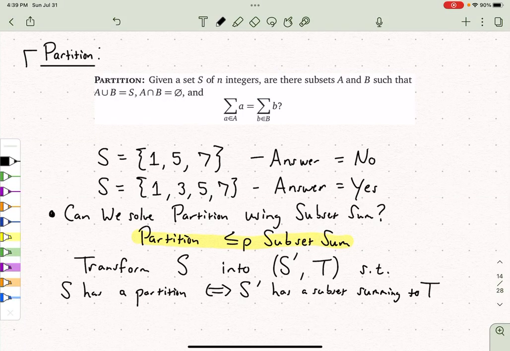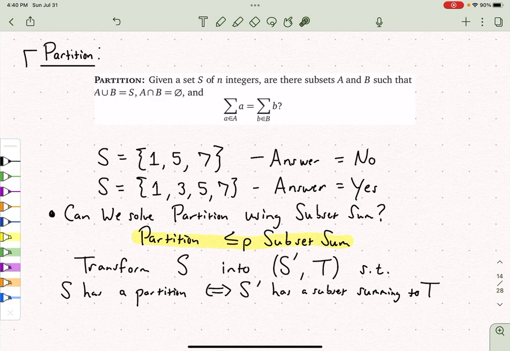So in this video, we're going to discuss more examples of polytime reductions. For this problem, called the partition problem, we're given a set S of n integers, and the goal is to find two subsets A and B such that A and B partition S, which just means the union of A and B is all of S, and A and B are disjoint, and we need the sum of everything in A to be equal to the sum of everything in B.